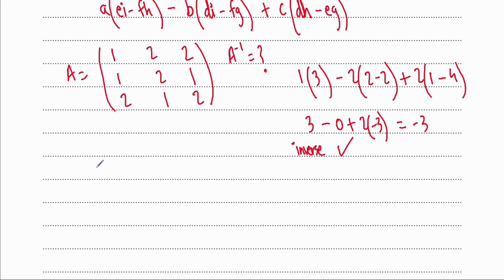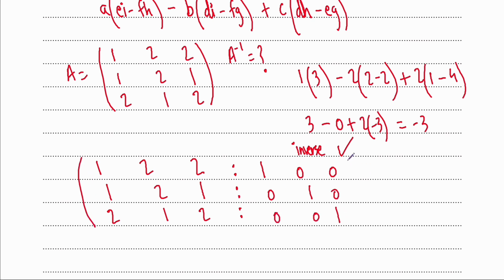So we have the matrix 1, 2, 2, 1, 2, 1, and 2, 1, 2. And I'm going to write the identity matrix on the other side. So I'm going to draw like this imaginary line, and I'm going to write the identity matrix. So I have 1, 0, 0, 0, 1, 0, and 0, 0, 1. So we're going to do something called row operations.